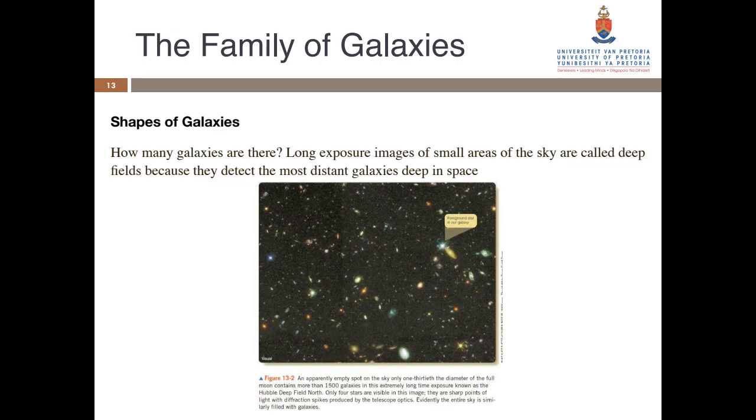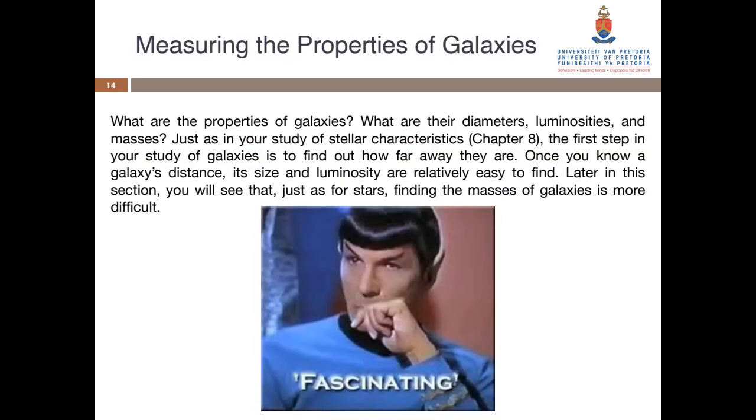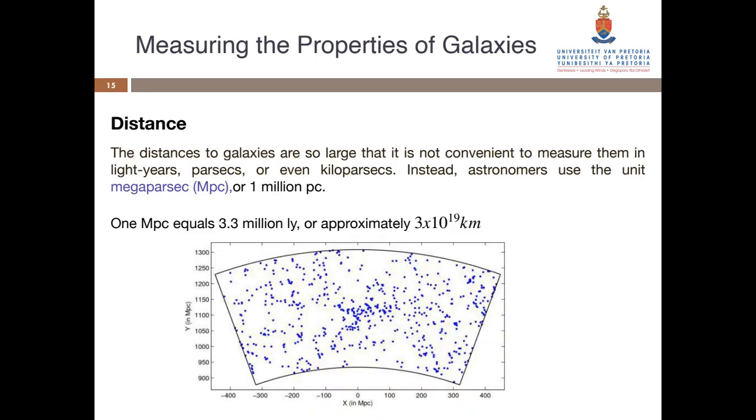So how many galaxies are there? Long exposure images from small areas in the sky are called deep fields because they detect the most distant galaxies in deep space. Like we discussed with stars, their temperature, luminosities, fusion in their cores and different properties, do different galaxies have properties as well?